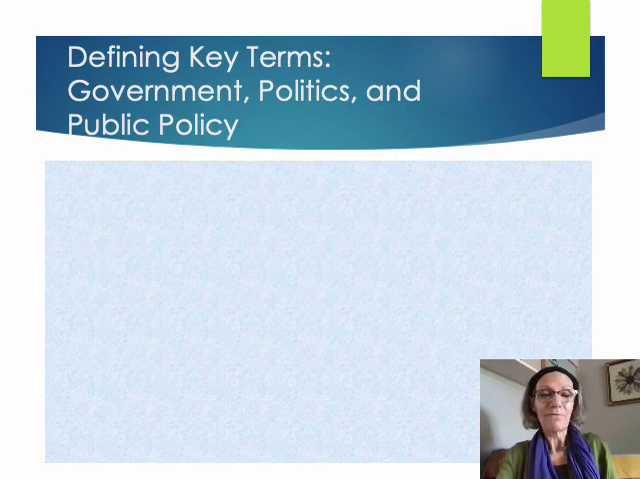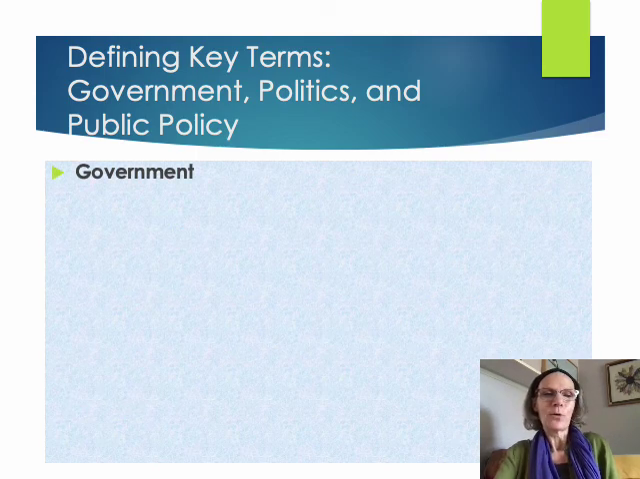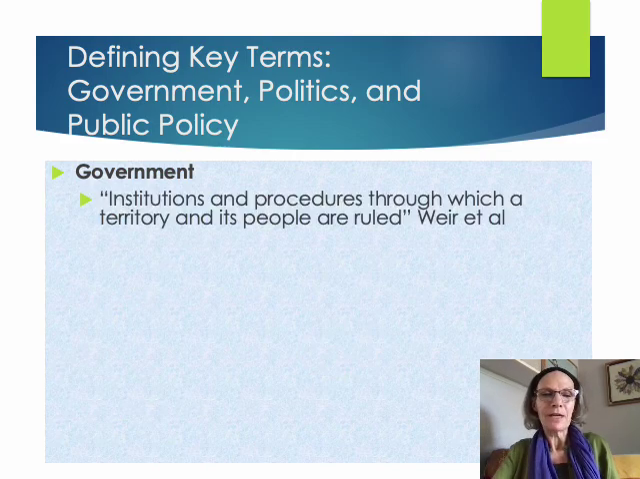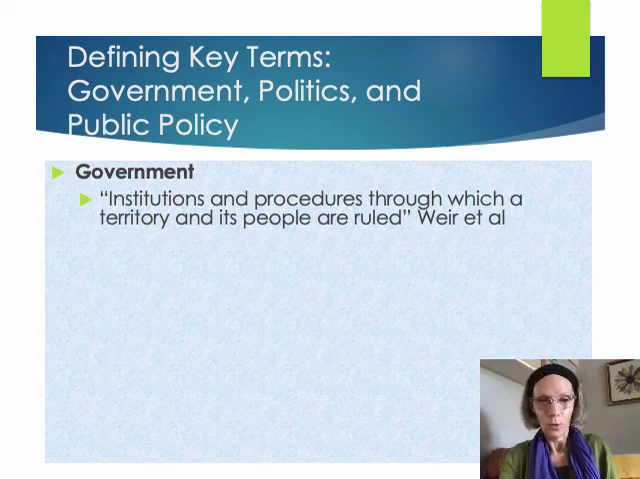So let's start with defining some terms, beginning with the term government and what that word means. I'm going to use the definition from my American government textbook, We the People, which defines government as institutions and procedures through which a territory and its people are ruled. So government really is about ruling over a territory.